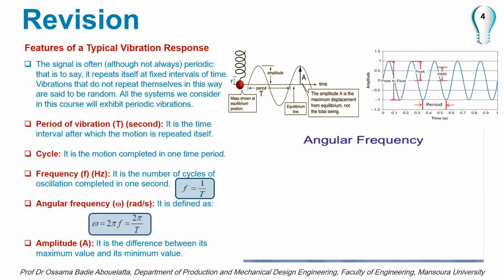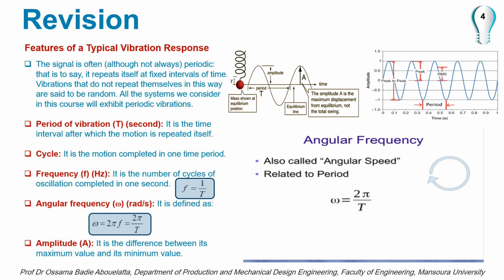Then we get into angular frequency. Angular frequency is also called angular speed if we're talking about circular motion, how fast it goes around that circle. It's related to the period by the equation omega equals 2 pi over T, where omega is the angular frequency and T is my period that I talked about. The units for this are radians per second, where the second comes from the period, and the radian comes from the 2 pi, because once around a cycle is 2 pi radians.